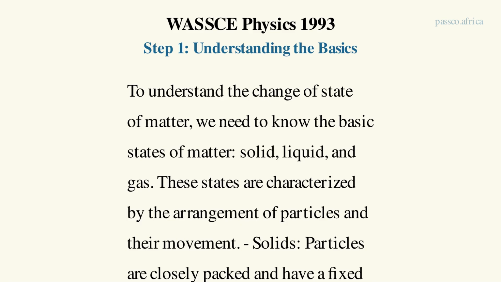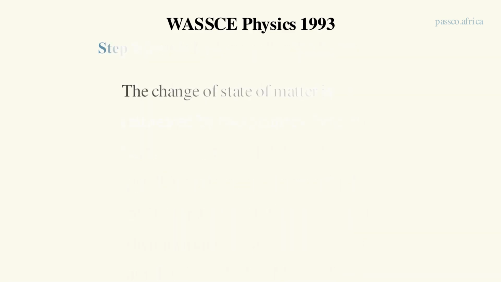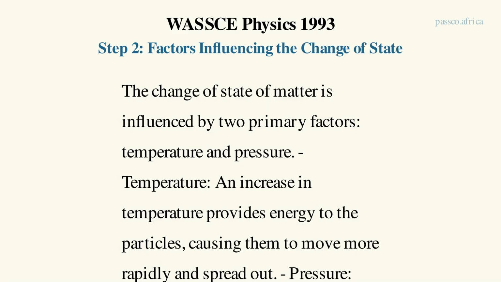Step 2. Factors influencing the change of state. The change of state of matter is influenced by two primary factors: temperature and pressure. Temperature: an increase in temperature provides energy to the particles, causing them to move more rapidly and spread out. Pressure: an increase in pressure compresses the particles, causing them to move closer together.